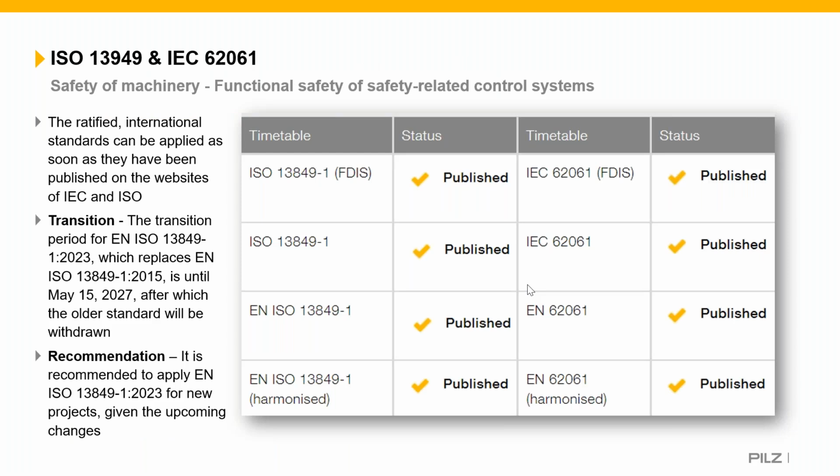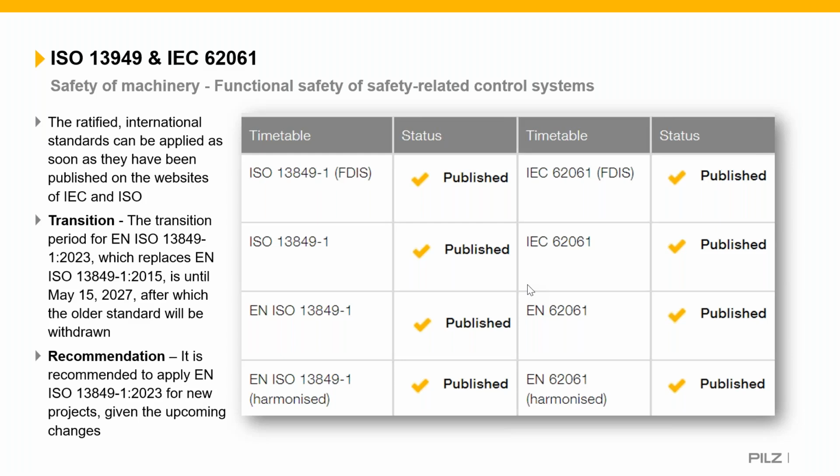So this table just shows now that all the versions of 13849 and 62061 which have been in transition are now published, harmonized, designated, whichever way you want to call it, and they are now all available to use. There's a transition for 13849 from 2015 to 2023, which runs until the 15th of May 2027. At that point, the 2015 version will be withdrawn and can no longer be used.